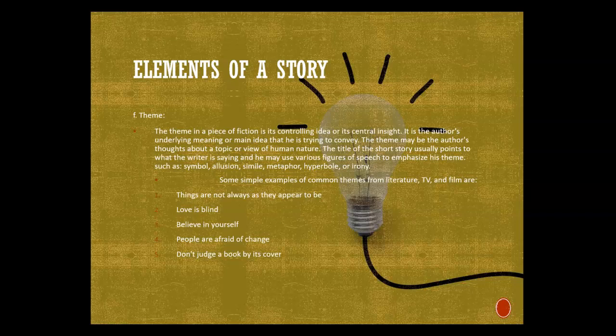Remember, a theme is a topic and a controlling idea. Some examples of themes from literature and film are: things are not always as they appear to be, love is blind, believe in yourself, people are afraid of change, don't judge a book by its cover. In each one of those instances, you will see there is a topic, like love, and then a controlling idea. Those are your elements of a story.